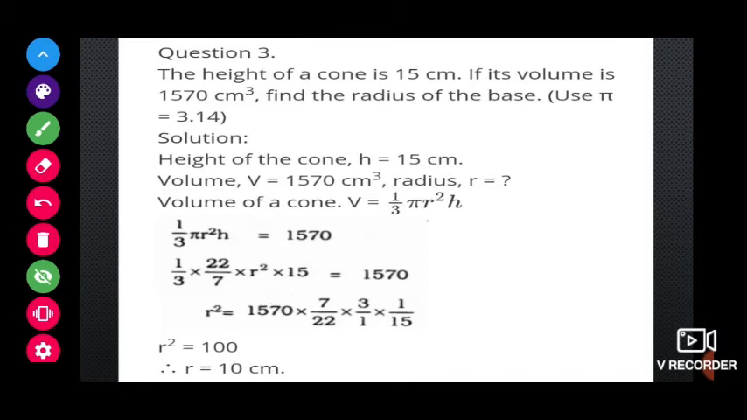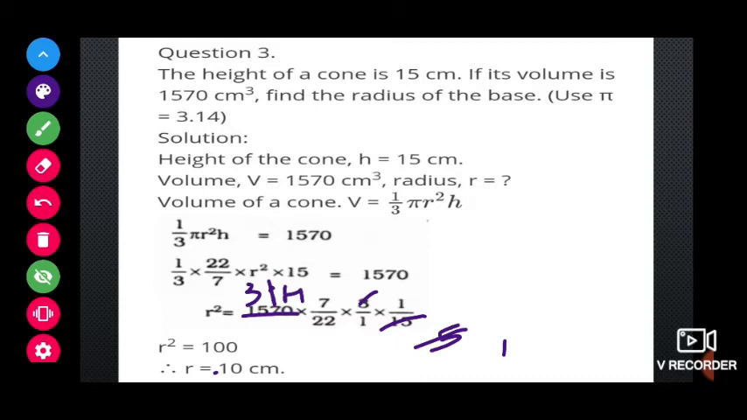Now if we do the cancellation, children, with the 3 table, 3 ones are 3, 3 fives are 15. Next with the 5 table, 5 ones are 5, 5 threes are 15, and 5 fours are 20, so we get 314.